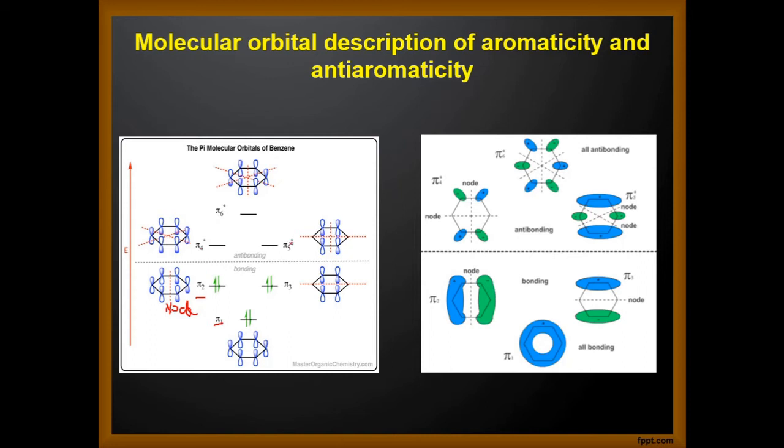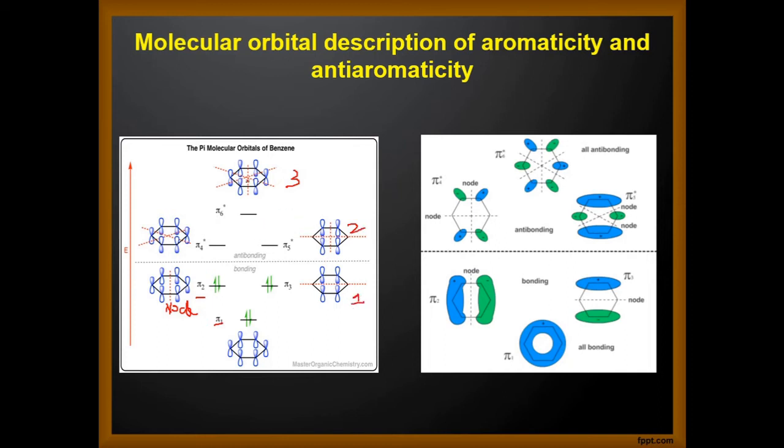pi 4 and pi 5, and here you can see there are 2 nodes. Okay, so we have 2 nodes here. So a node is a place where there is a difference in the polarization. Okay, and in the other case you have 1, 2, 3. We have 3 nodes. So as the energy increases, the number of nodes also increases.